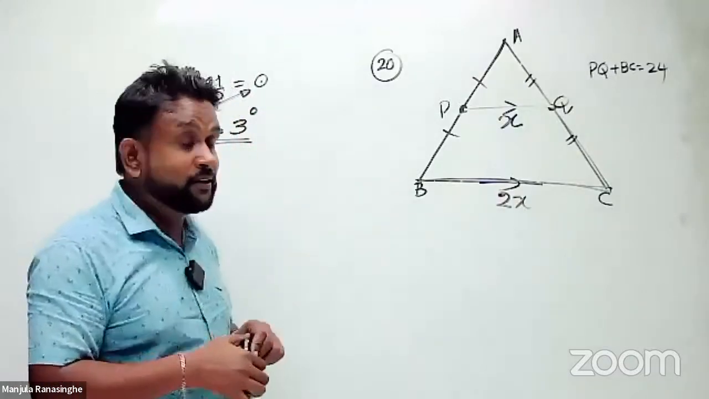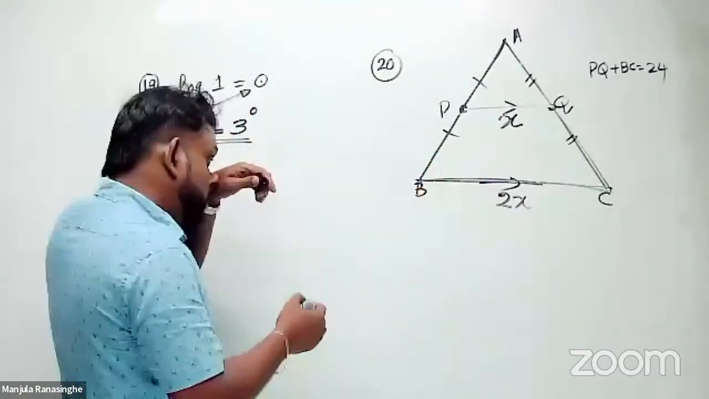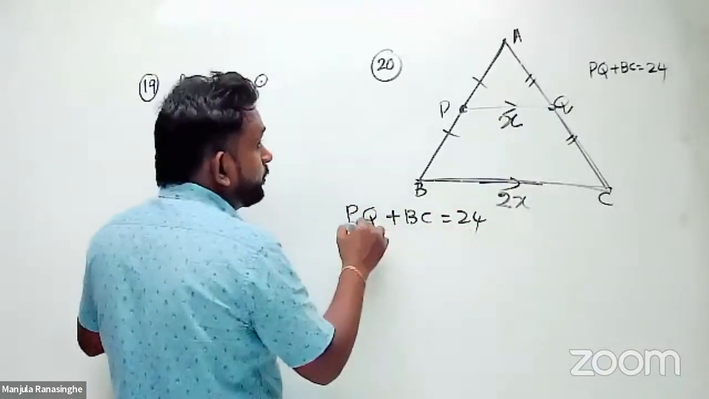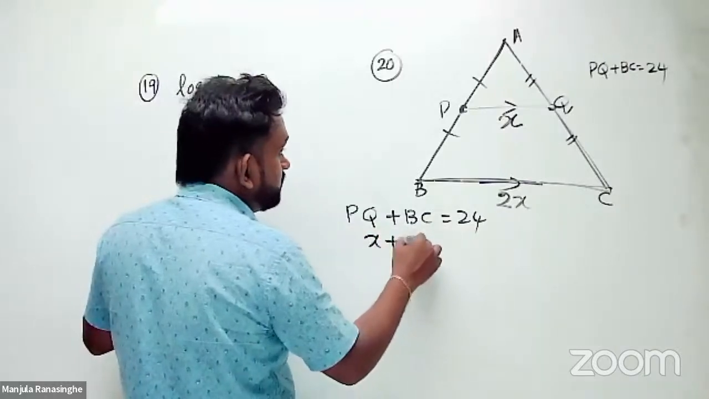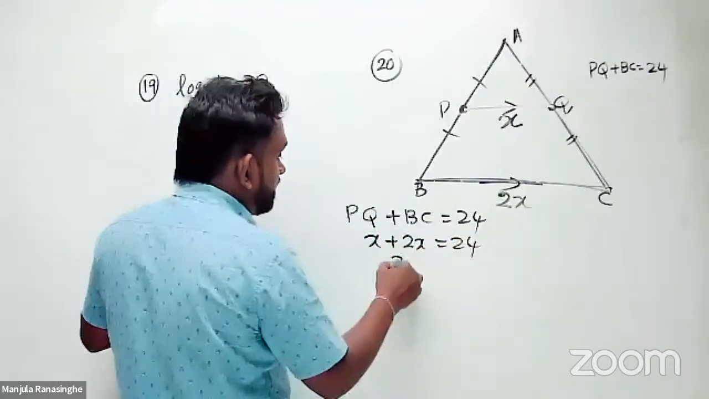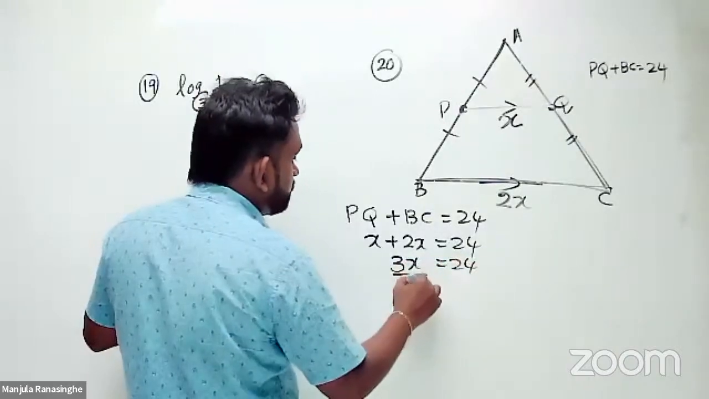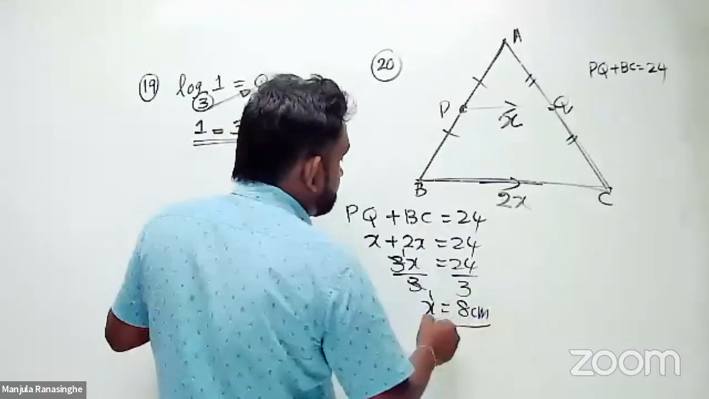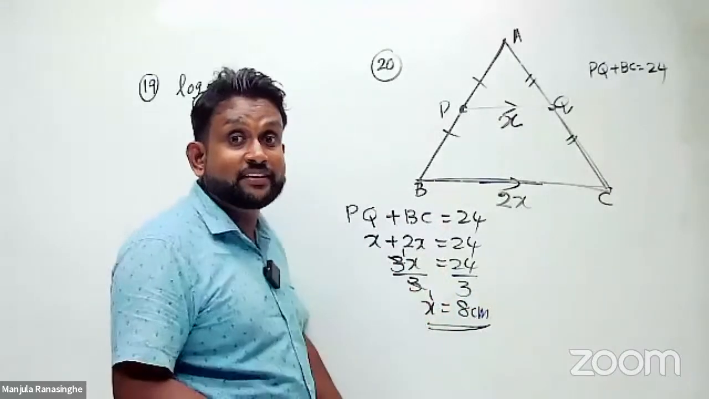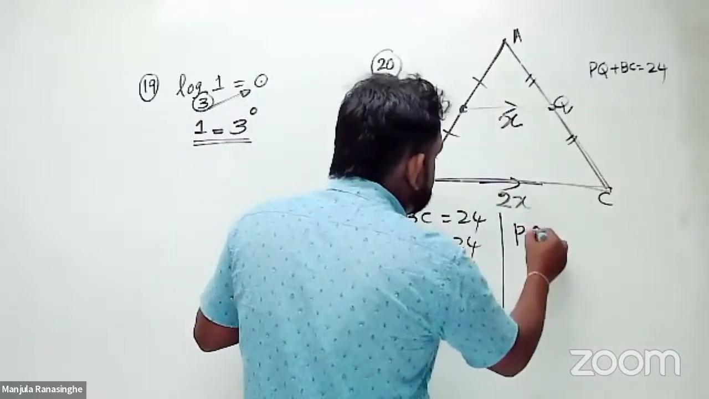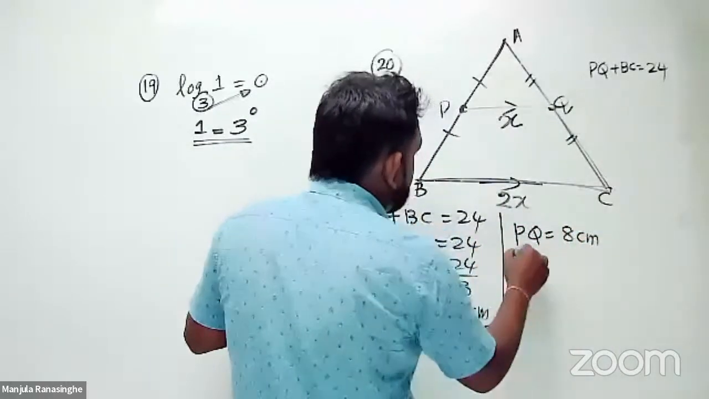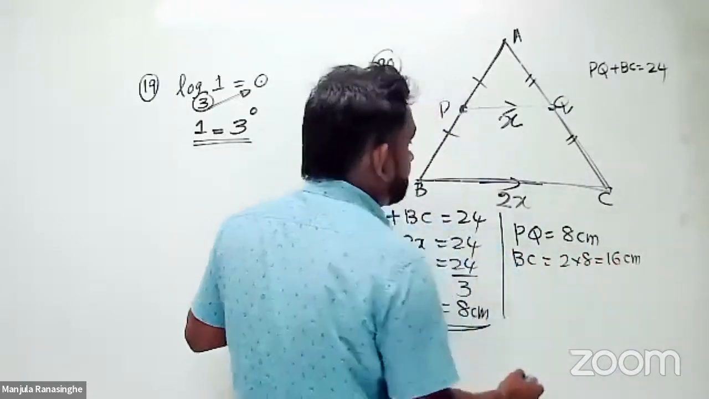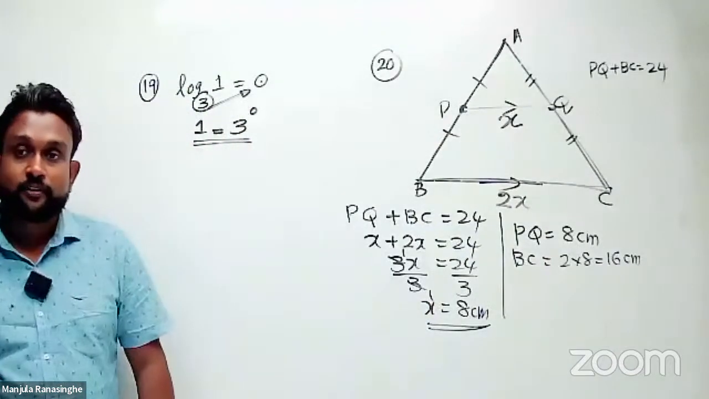Now they mention that PQ plus BC equals 24. That is the given information. For PQ I substitute x, plus BC as 2x, equals 24. Then 3x equals 24. Divide both sides by 3, then the 3 cancels, and x equals 8 centimeter. X means what we got as PQ, so PQ is 8 centimeter. And BC is 2x, 2 into 8, that gives you 16 centimeter. Write it down.